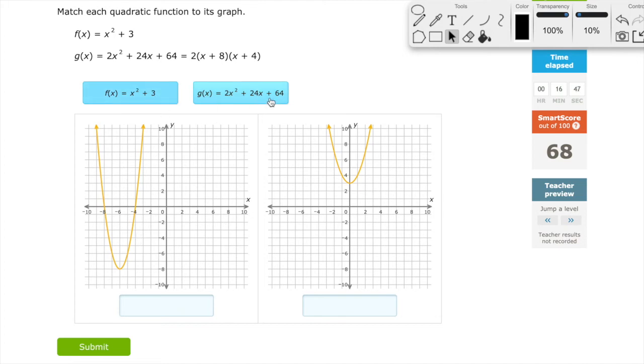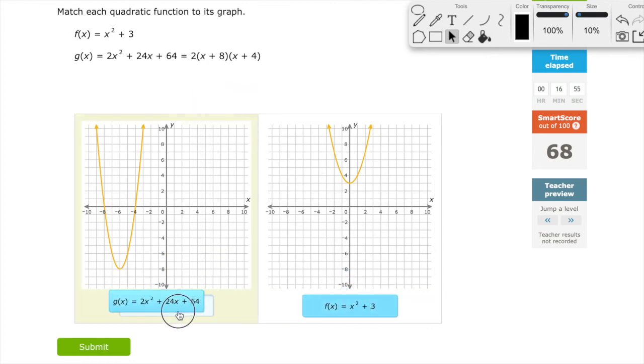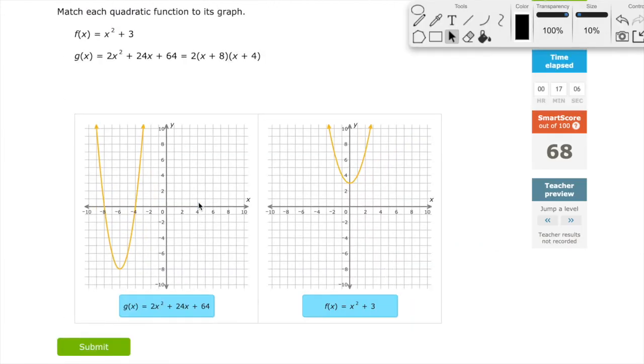+3 and +64. Well, this is one that we're going to be able to see. I can see this one crosses up at 3, so I know that goes there. This is my only one left, but again, if I look at these factors, this would be a -8 and a -4. Okay, I can see I cross at -8 and at -4. So again, we have multiple ways to arrive at an answer.